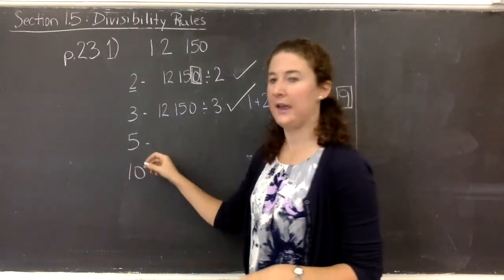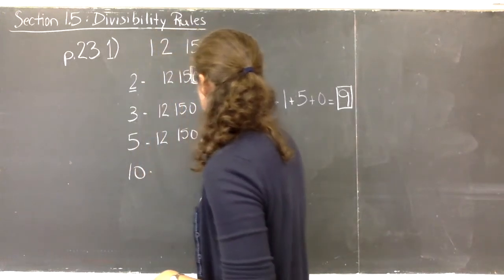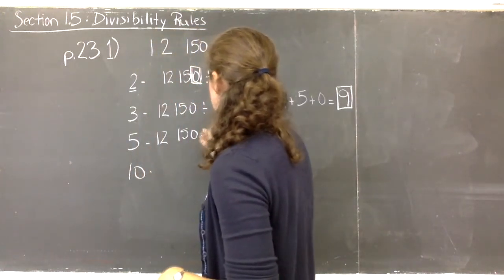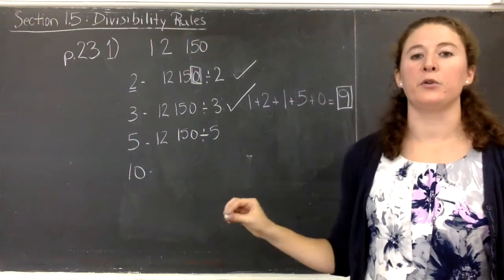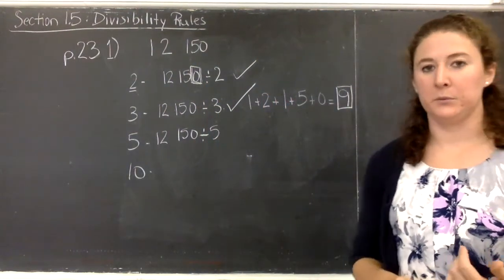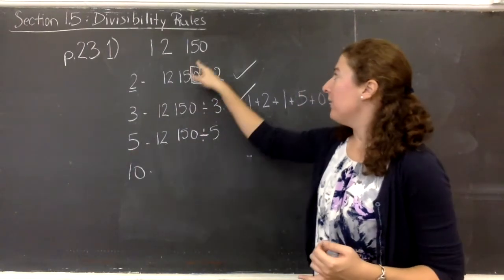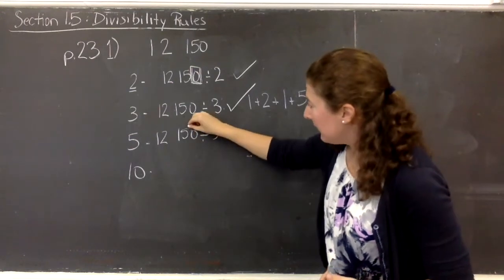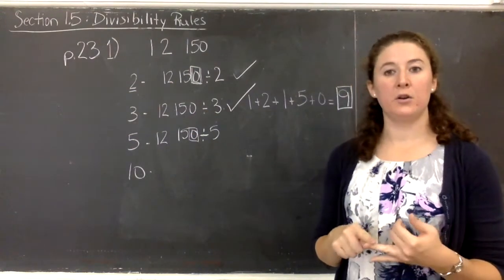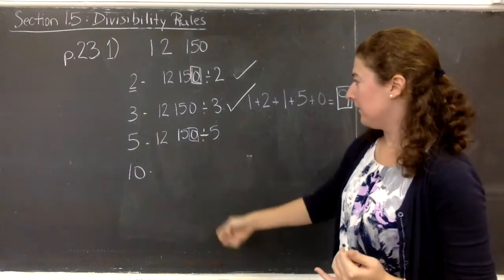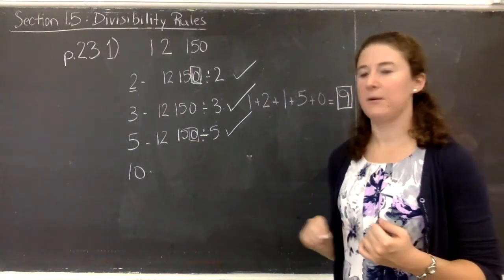What about 5? Can I do 12,150 divided by 5? Is it possible to have 5 equal groups? If you remember, our divisibility rule says that for it to be divisible by 5, the last digit has to be either a 0 or a 5. This one here, it's a 0. So yes, I can divide it by 5.